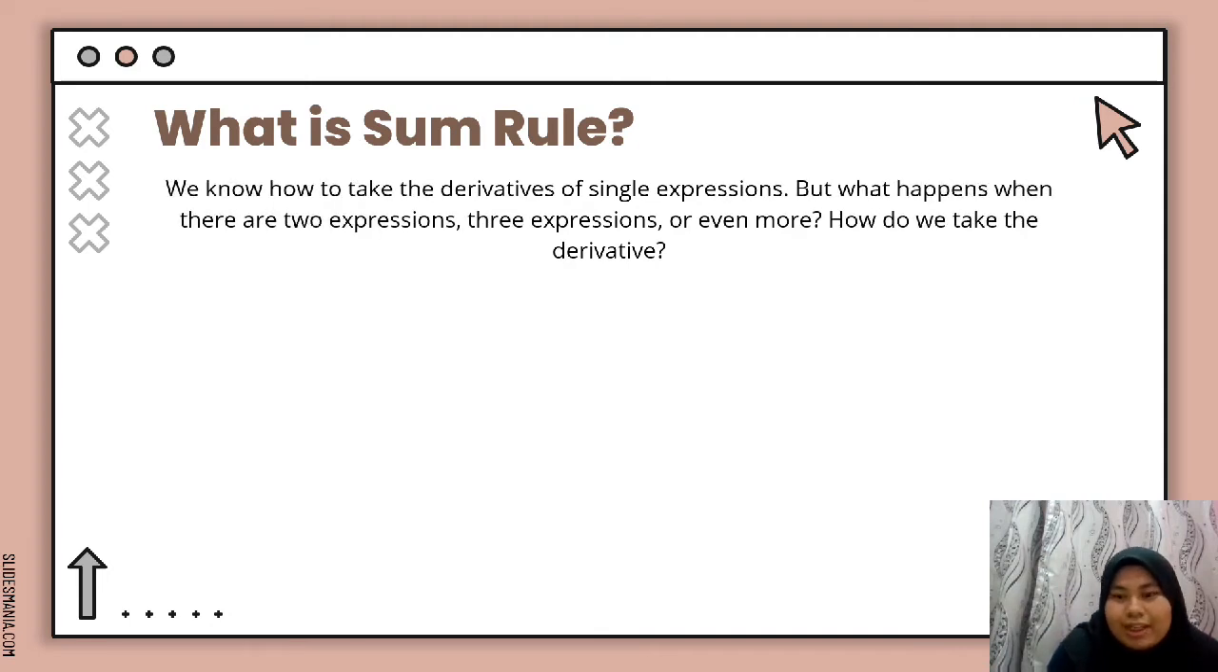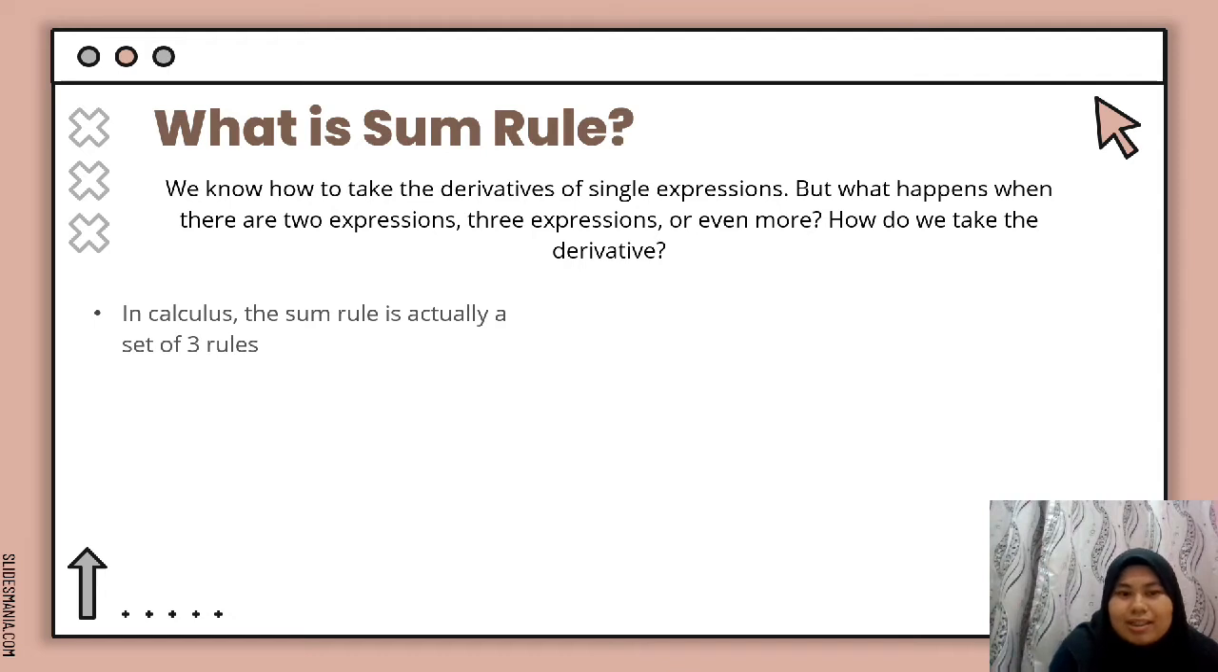We know how to take the derivative of a single expression, but what happens when there are two expressions, three expressions, or even more? How do we take the derivative? Of course, we use the sum rule. Take each individual expression's derivative, then take its sum. It is very simple. This rule also applies for limits. If we have to evaluate a limit consisting of several terms, we can evaluate each individual term's limit and then sum it.